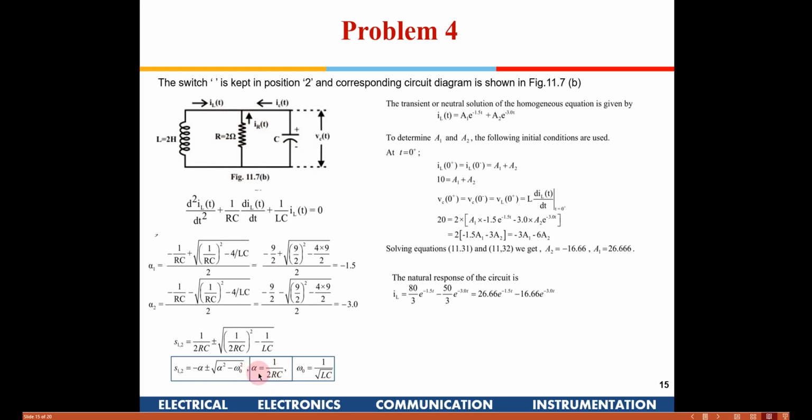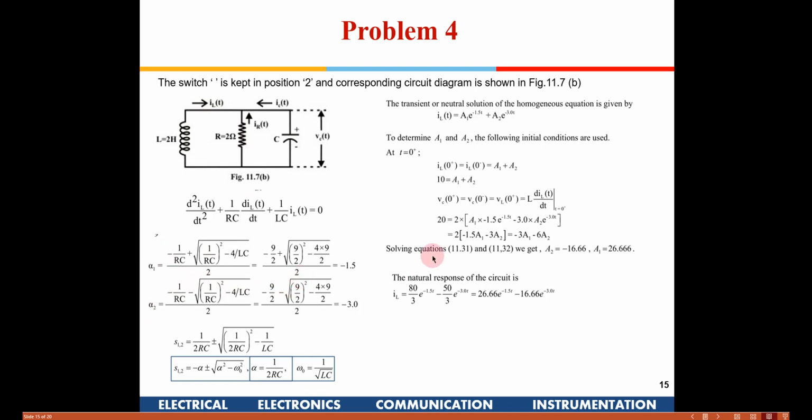So we directly find out alpha out here, and omega is 1 by root LC. That is the same whether it is parallel or series, because LC is going to cause oscillations. So this formula remains the same. Once you know alpha and omega, we can find alpha 1 and alpha 2 using the same old formula for S1 and S2.